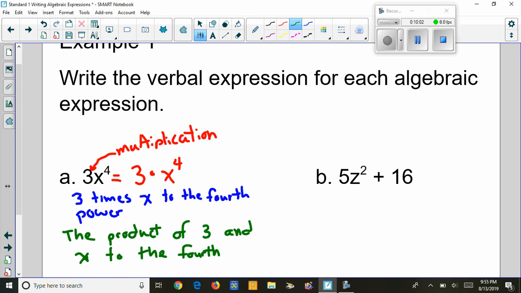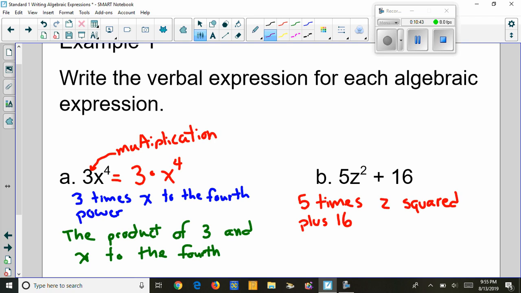Let's take a look at the next one. Got a couple things going on. It has multiplication, it's got exponent, and it has addition. So one possible answer is 5 times, I'm going to say z squared. It's just a shorter way of saying z to the second power, but you could write it out. Plus 16.